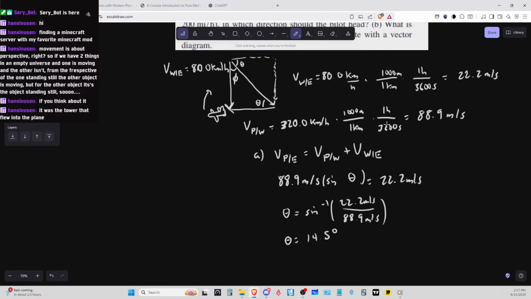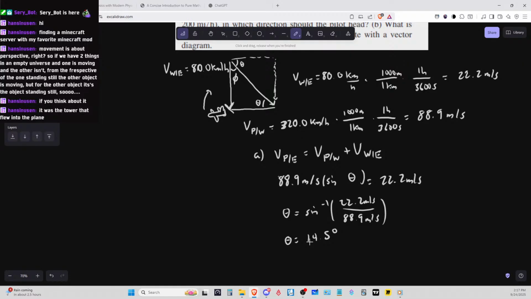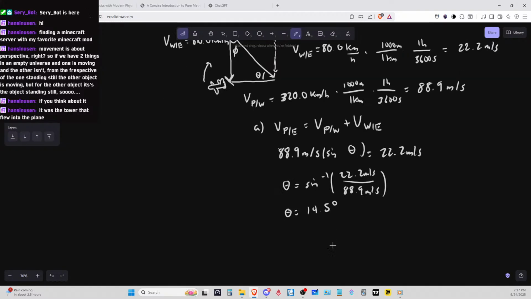What direction should the pilot head? So we want it to be 14.5 degrees, and the plane is going west. Yeah, it's flying due west, so 14 degrees north of west. I think that's basically what we need to do. So north of west. I think that's the direction we need to go.